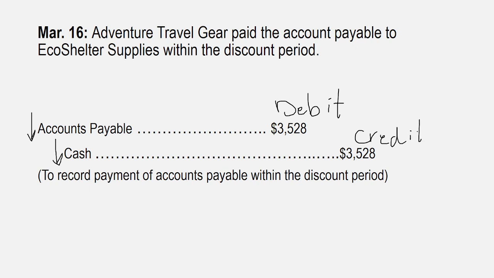And the total amount that we paid is 3,528. By promptly paying off this account within the discount period, Adventure Travel Gear effectively reduces their liabilities and saves on expenses, and also they are demonstrating sound financial management practices. This transaction ensured that Adventure Travel Gear accurately reflects their financial position and maintains a good relationship with their suppliers by adhering to the agreed upon payment terms.